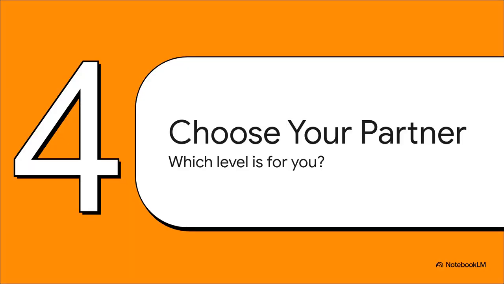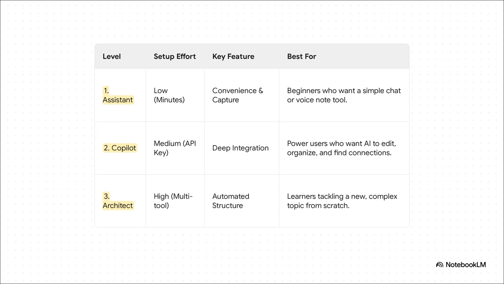Okay, so wow, we've gone through 3 pretty wild levels of AI integration. So the big question for you is, which one is right for your second brain? Let's figure that out. All right, so here's the quick and dirty breakdown. If you're just starting out and you want something simple that just works, go with level 1, the assistant.